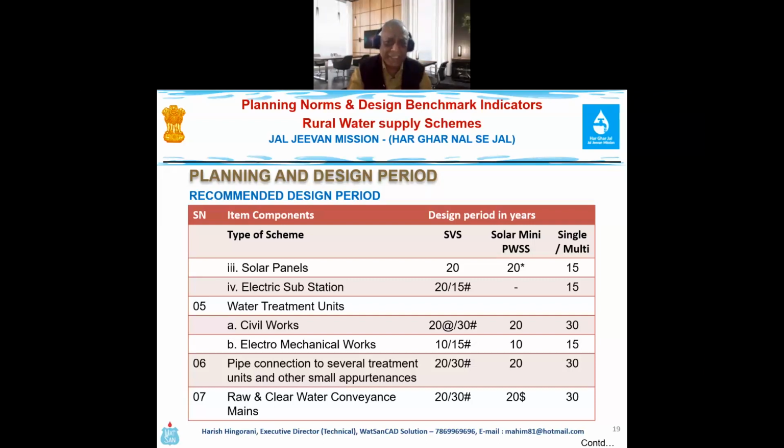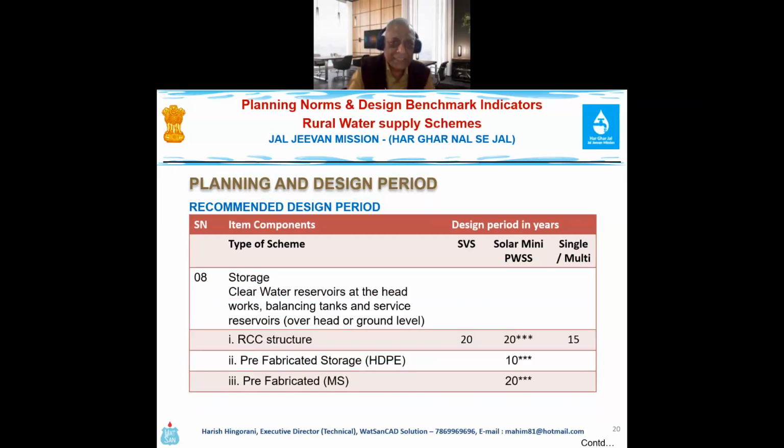Again, all the things as given in the CPHEEO manual have been defined, and I will discuss the rest at the bottom. These are the tanks as suggested in the CPHEEO manual. Only solar has been considered accordingly.